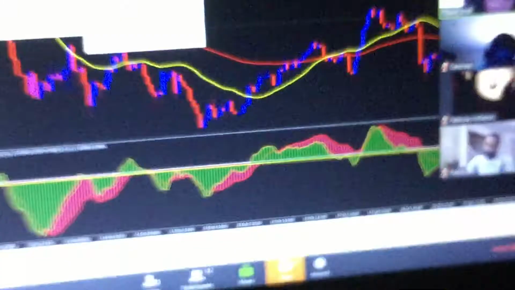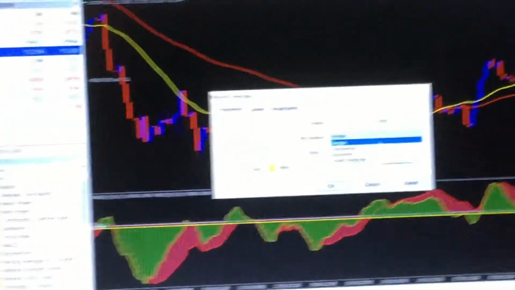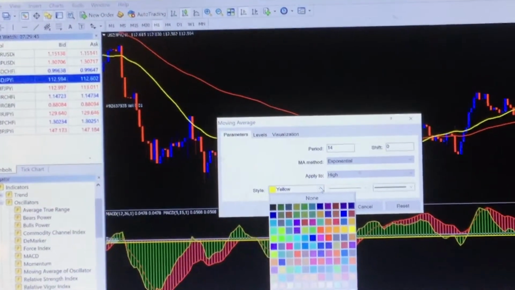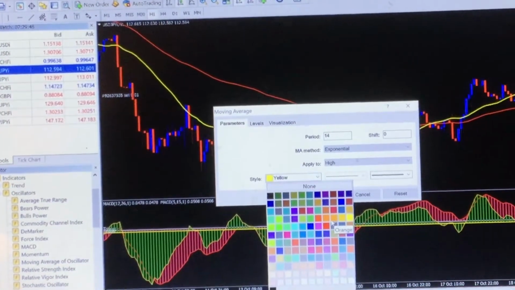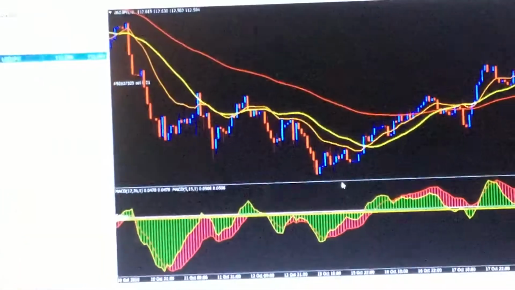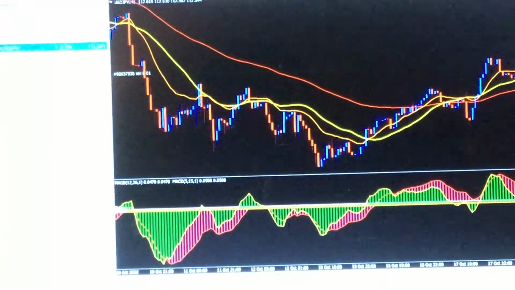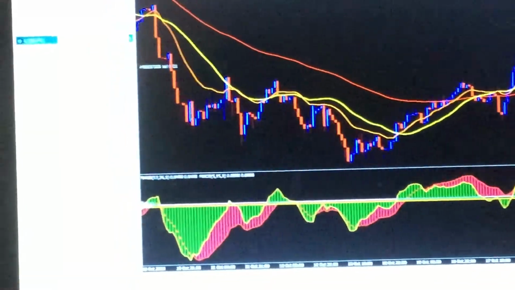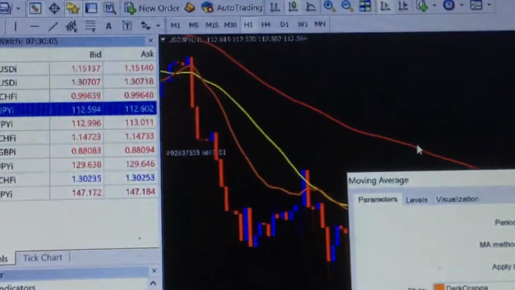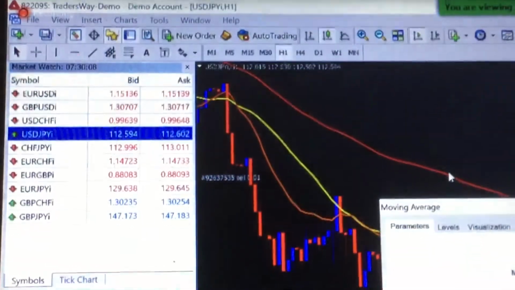Indicator. Trend, moving average. 14. Exponential. High. You do like an orange, brown. I do a dark orange. Okay. Insert indicators. Trend, moving average.